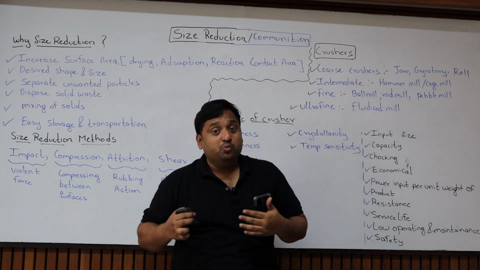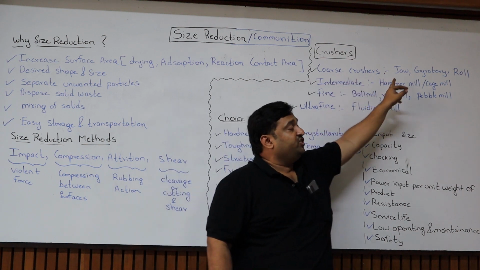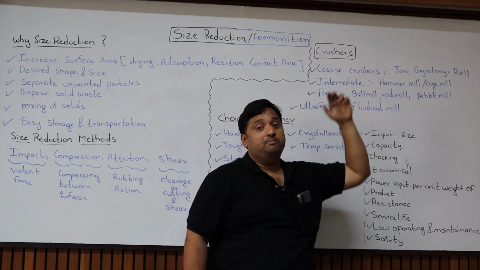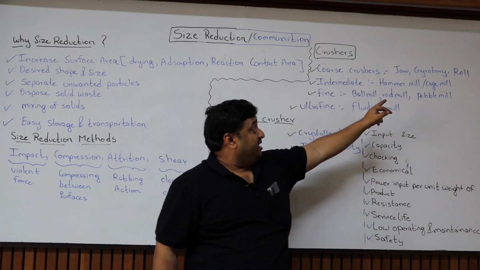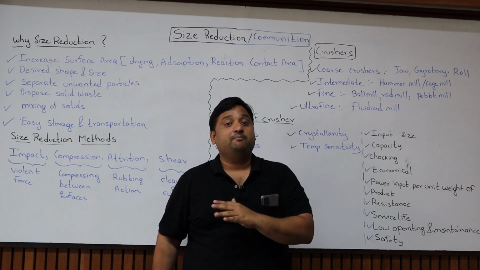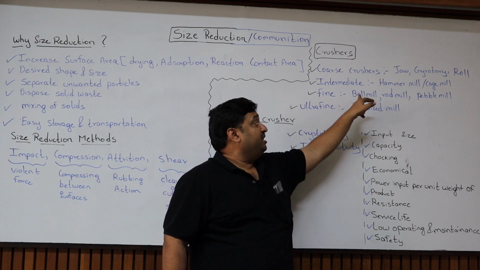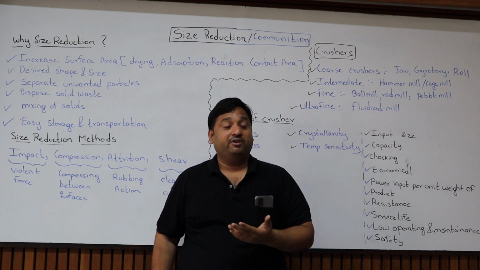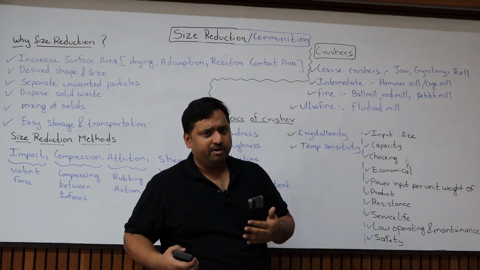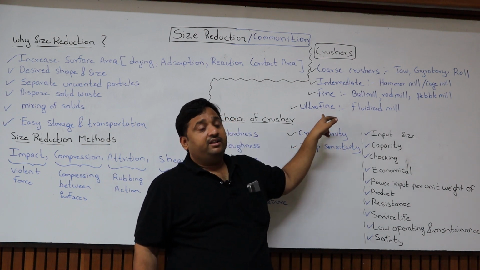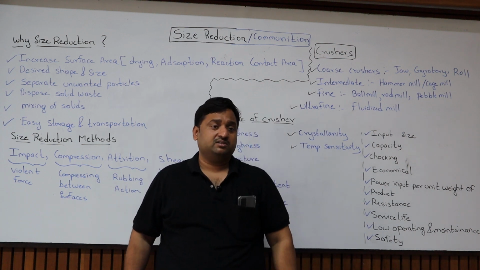What are the equipments used for different crushings? For example, for bigger particles, the coarser crushers are jaw crushers, gyratory crushers, and roll mill. When I talk about intermediate crushers, the hammer mill and cage mill are the machines that come under them. For fine, we have ball mill, rod mill, and pebble mill. Mainly in ball mills, impact force is responsible for bringing down the material. Later we will go into that. For ultra fine, the fluidized energy mill is used for making very small particles.